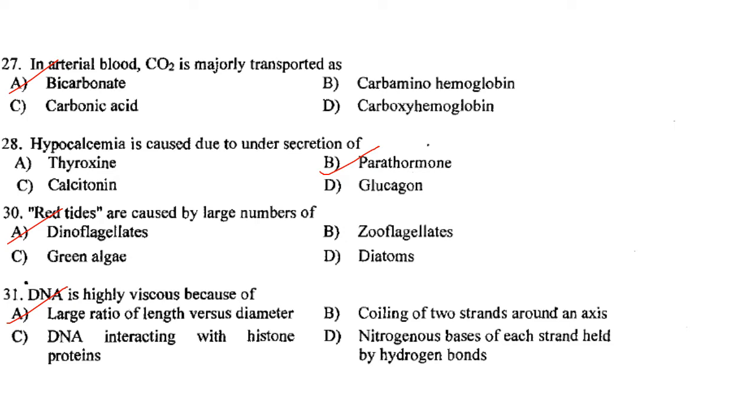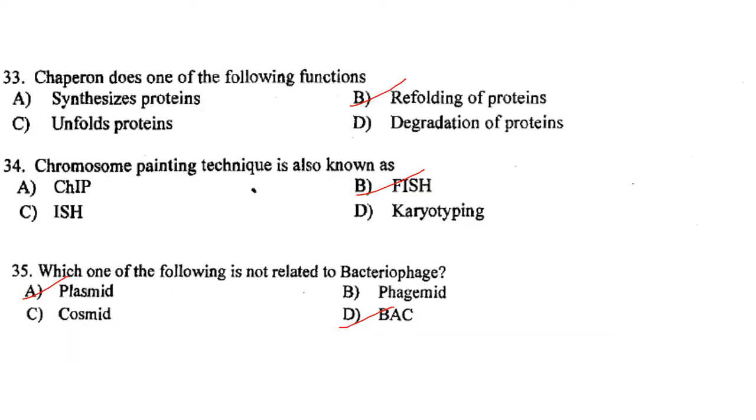DNA is highly viscous because of, it is because of larger ratio of length versus diameter. Answer is option A. Then chaperones does one of the following functions. So it is refolding of proteins. Answer is option B. Then chromosome painting technique is also known as, it is known as FISH, F-I-S-H.